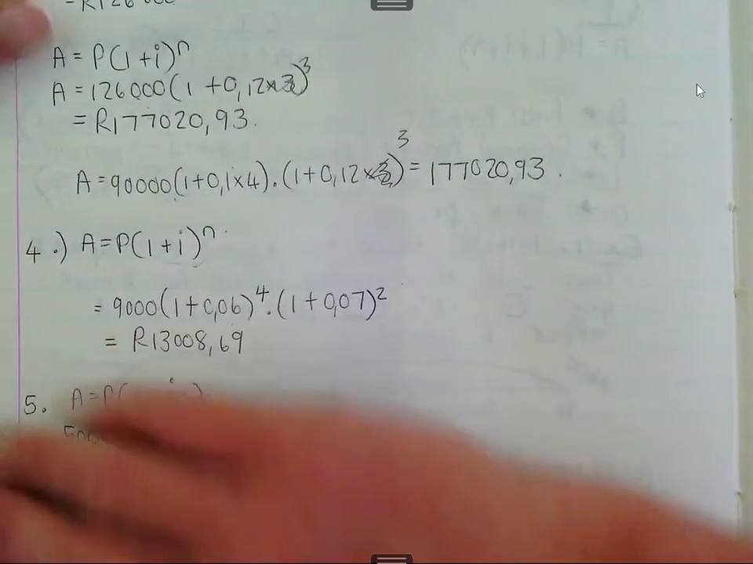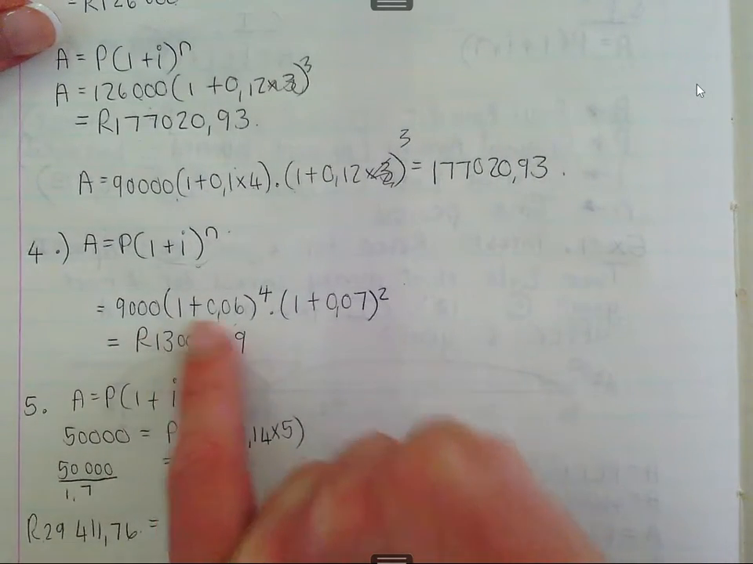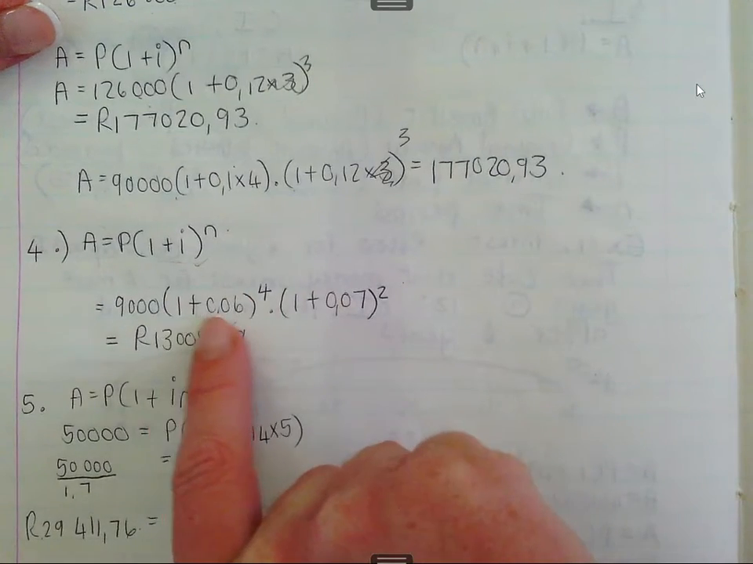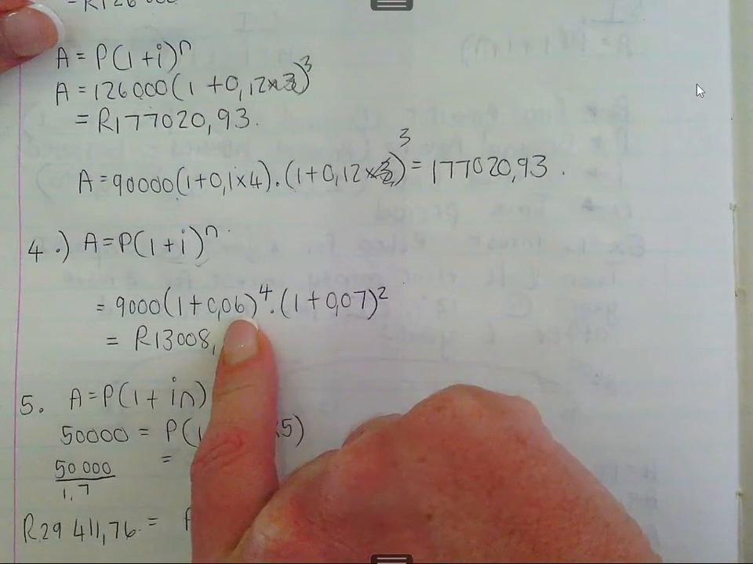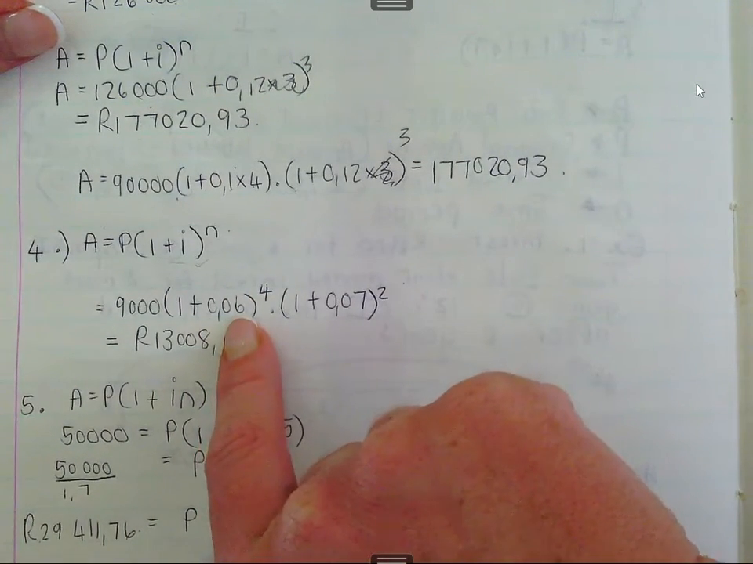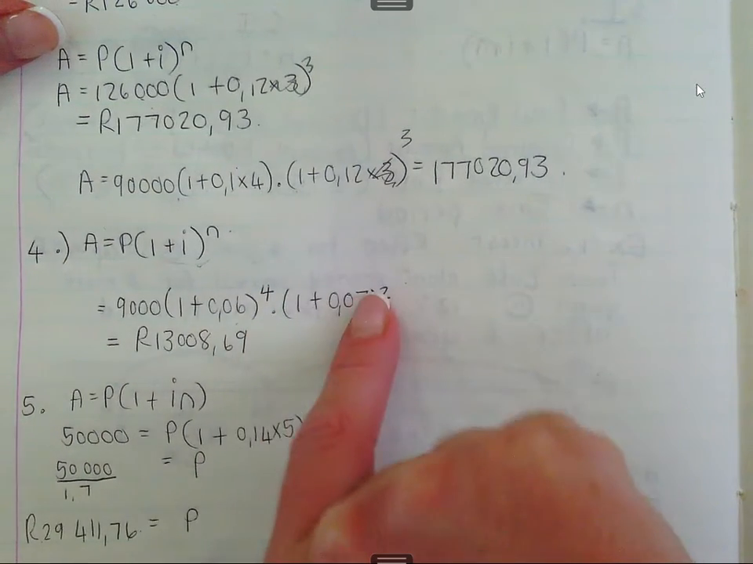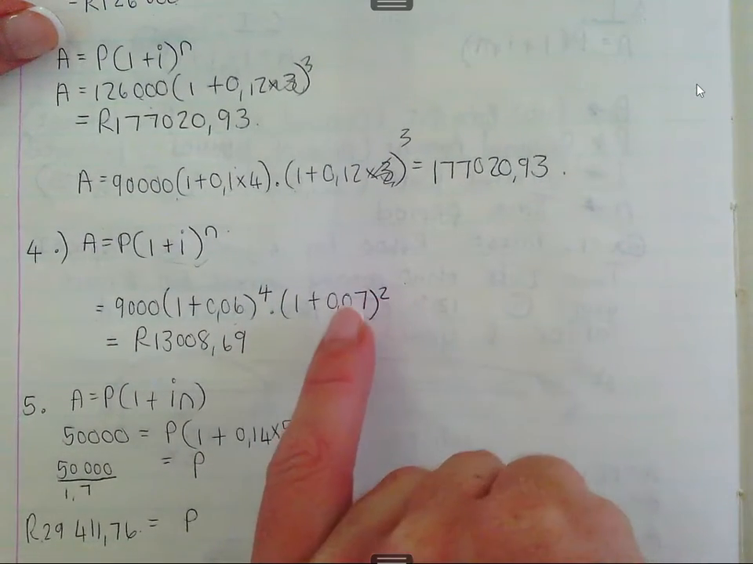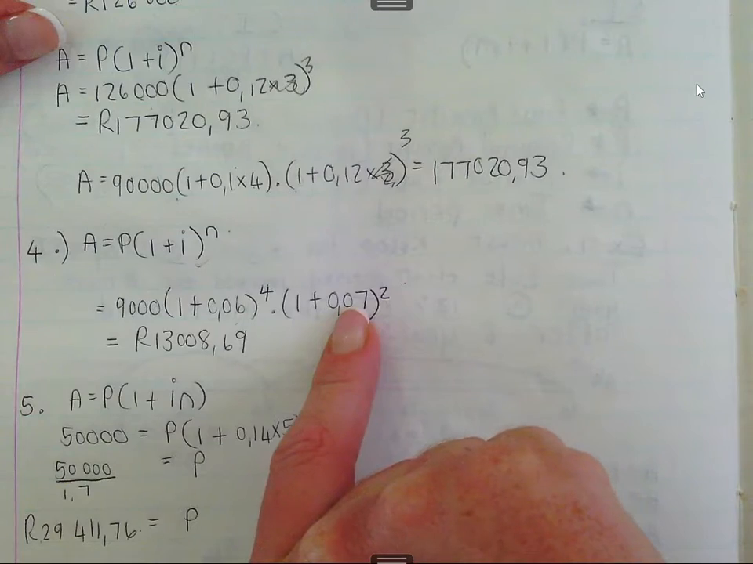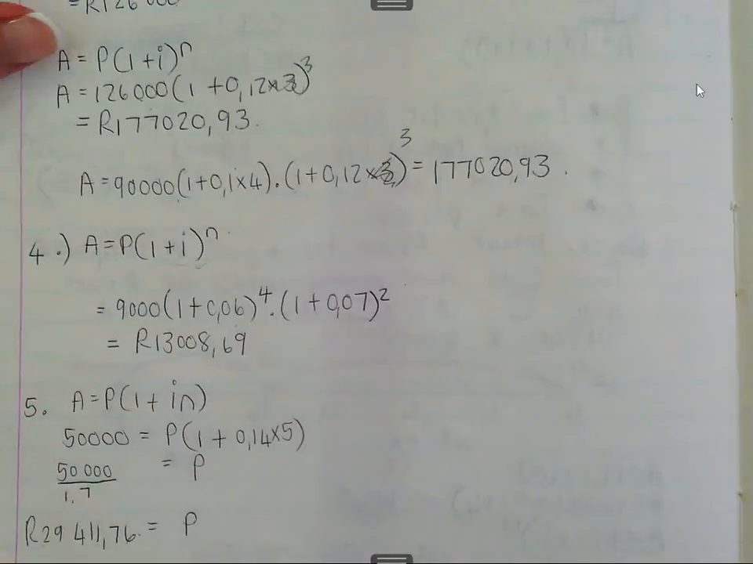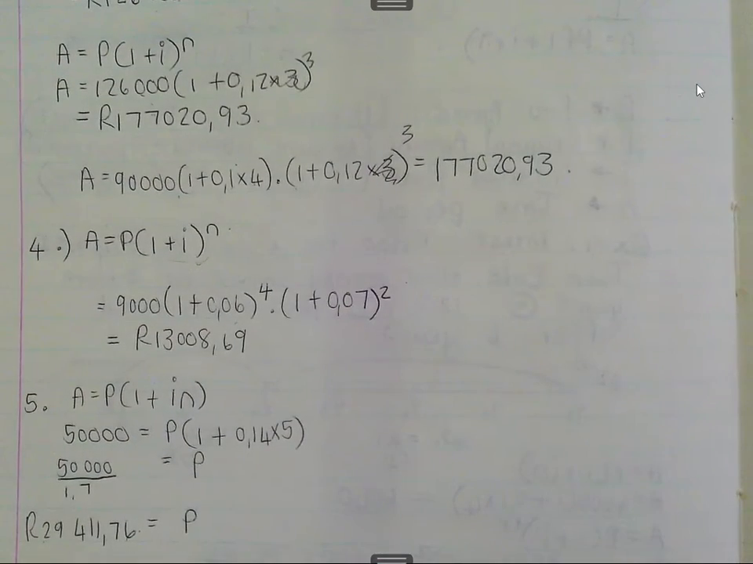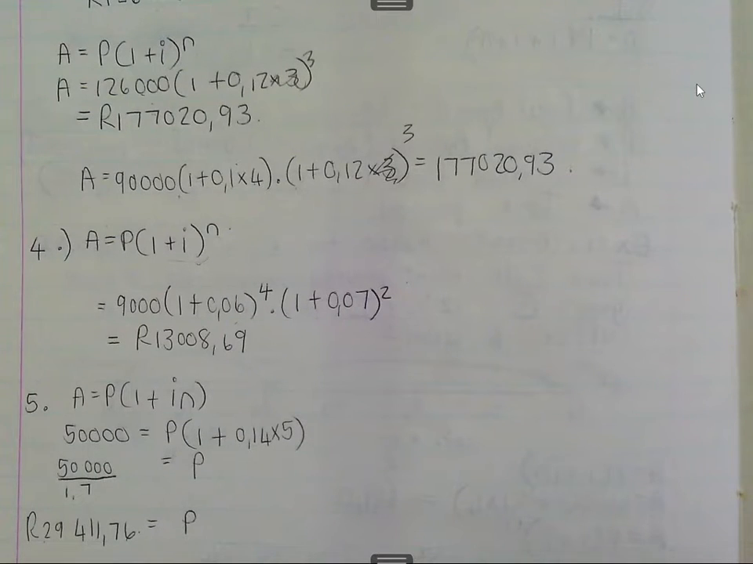So question 4, 9,000 invested for 4 years, interest rate of 6% compound interest. Then the amount is taken and reinvested for 2 more years at the compound interest of 7%. Type it in your calculator, you get that answer immediately. 13,008.69. Good.